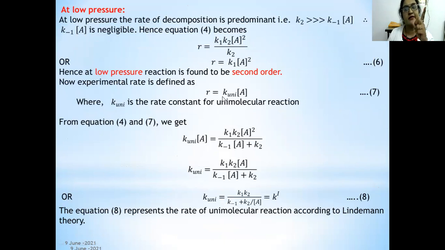As k1 we have taken, k2 we have already taken, k minus 1 we have already taken. So here I will take k uni, that is the rate constant for the unimolecular reaction. So for this unimolecular reaction, what should I write? R is equal to k uni times the concentration of A, where k uni is the rate constant for the unimolecular reaction. This is the general rate equation for unimolecular reactions.